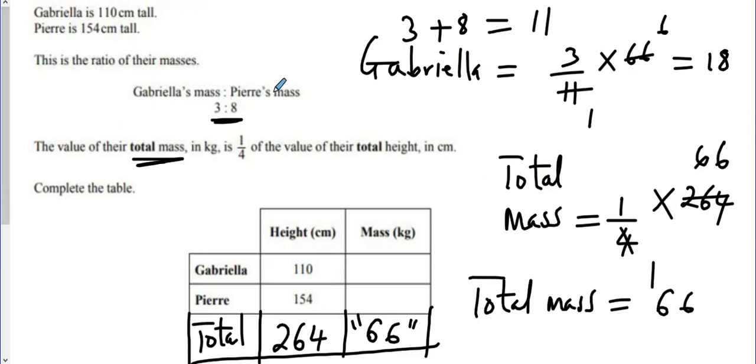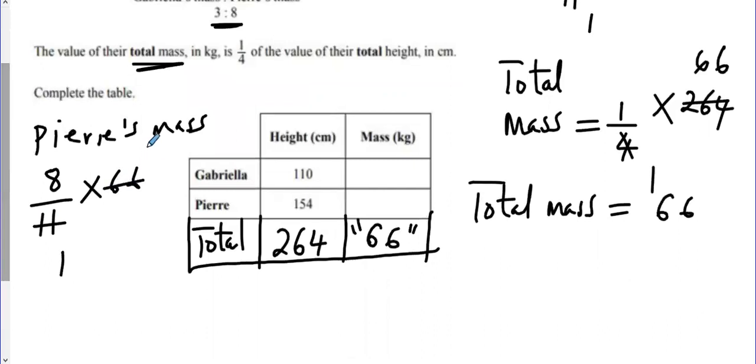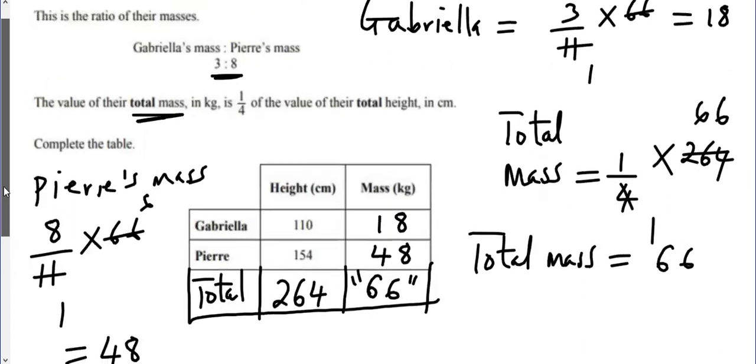And how about Pierre? So I'm going to write here Pierre's mass will be 8/11 times 66. And this by 11, 1 by 11, 6. This will be equal to 48. So Pierre will be 48 and Gabriela will be 18. And if you find the total of 18 and 48, you find that this will be 66. And this will be the final answer.